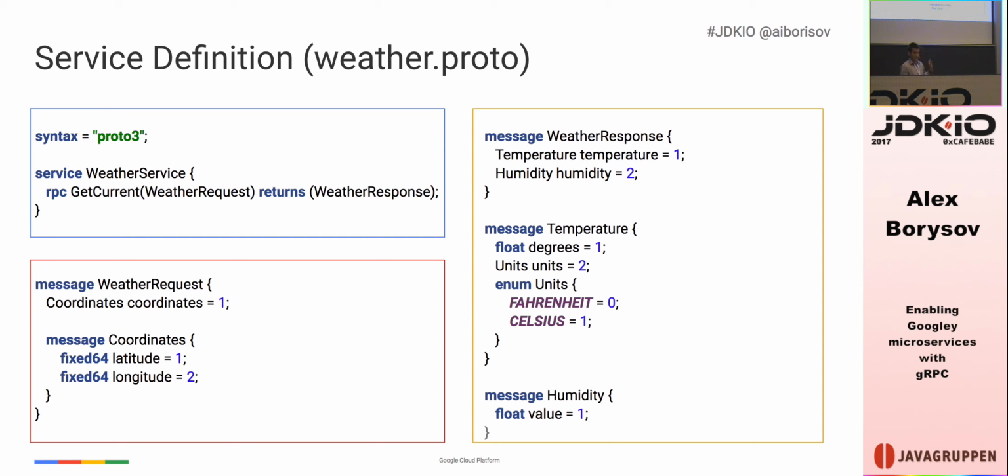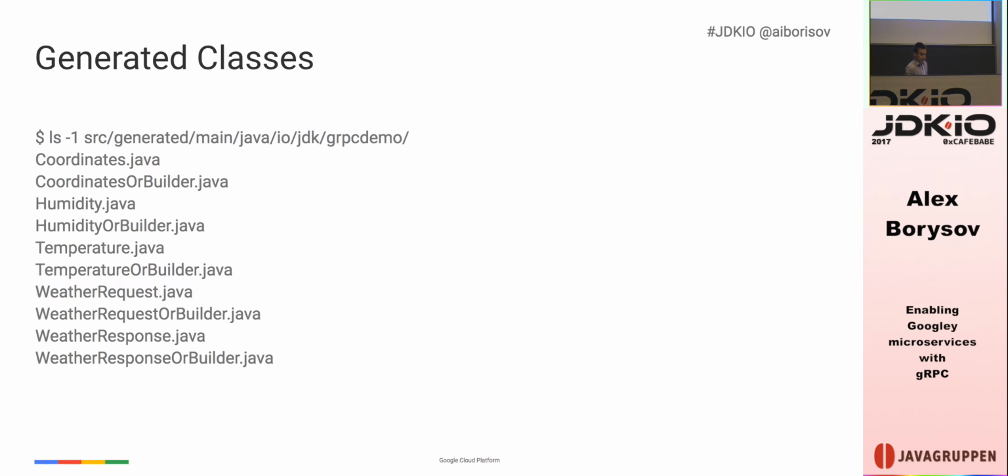So now we have a service definition, which is a contract of our service, a common language between two services talking to each other, and we have to use the gRPC runtime to generate classes from it. We can do it from the command line, or we can use build system plugins. There are plugins available for Maven, for Gradle, for Bazel. After we run it, we see generated classes for all the messages we defined and builders for them.